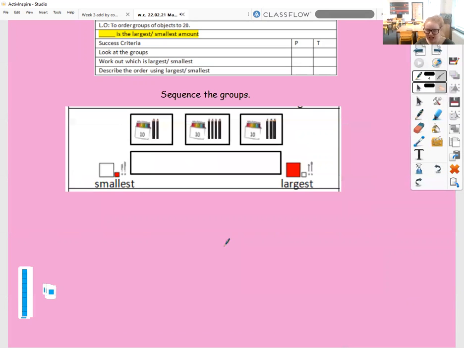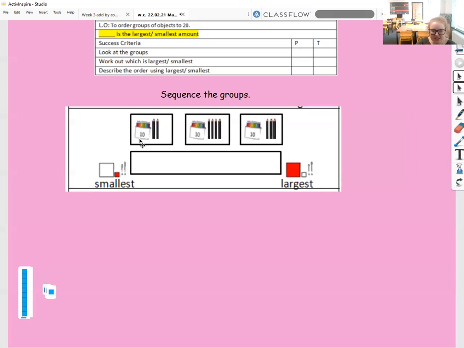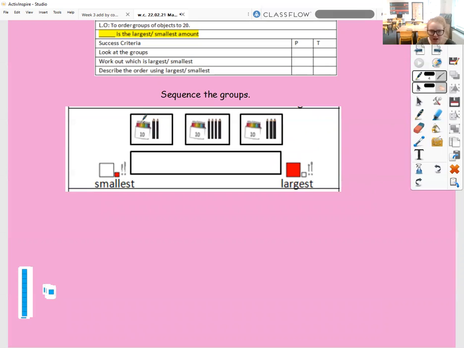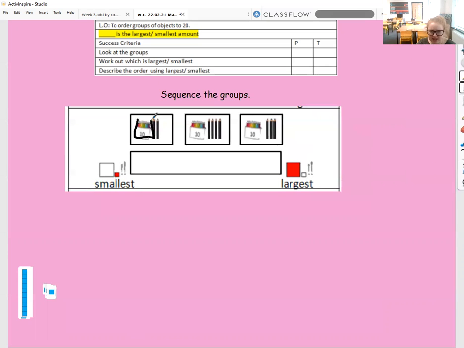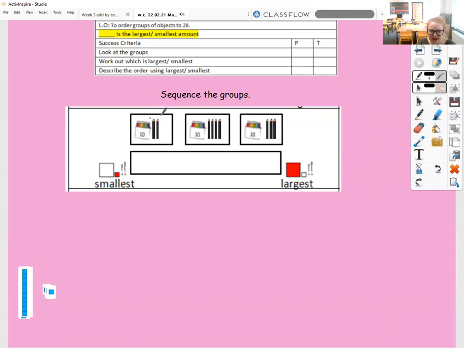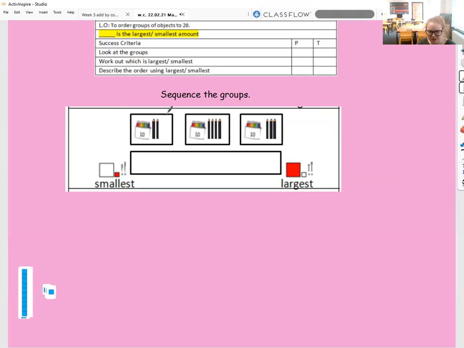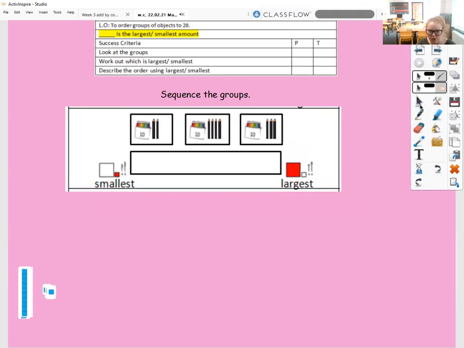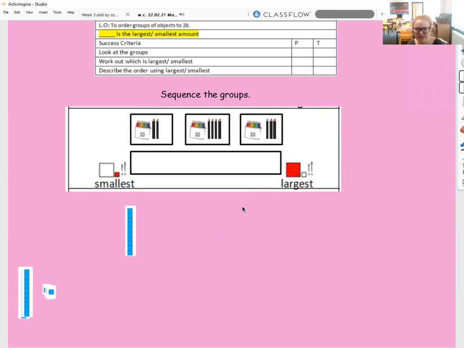Fantastic. Okay, now we're going to look at these. So I want to sequence these groups. So this here, what number is this to start with? It's saying in this pack of crayons here, there are 10 crayons. So 10 crayons in here. And then how many crayons do I have in addition to my 10 crayons? So I have 1 group of 10. What is 1 ten the same as? 1 ten is the same as 10 ones.